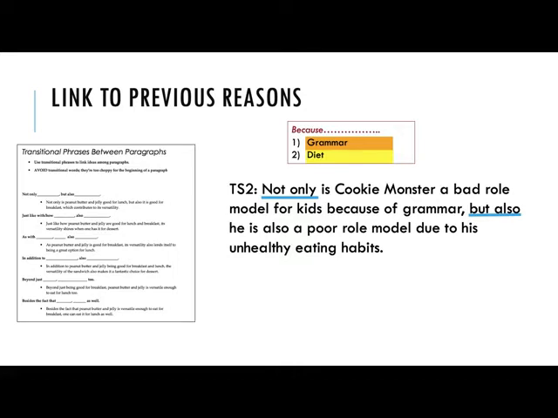This construction allows us to contain both the previous reason and the new reason within the same sentence. And you can see that because we've got grammar included in this sentence and the reworded phrase unhealthy eating habits, which refers to the second thesis reason of diet. So here we have linked to our previous section and moved it forward without being redundant.